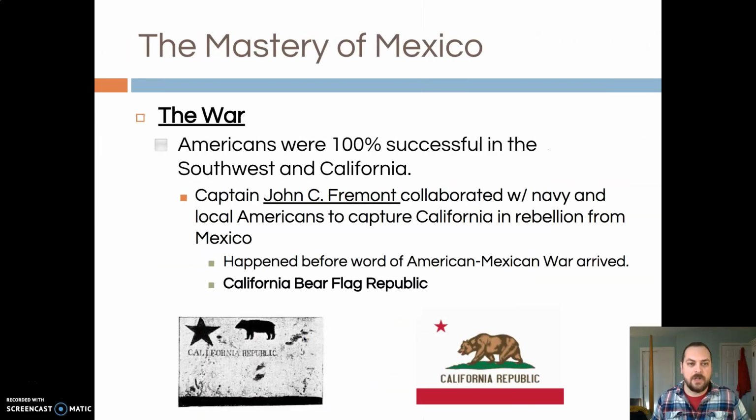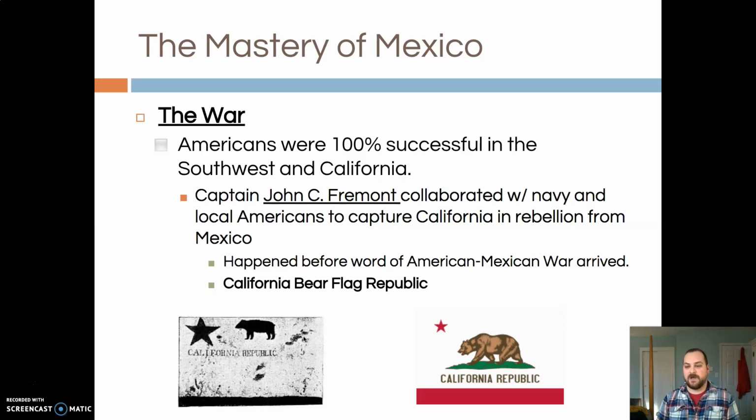All right, so the war. Americans are 100% successful in the Southwest and California when we actually do declare war on Mexico. Mexico's army was in disarray. Remember, Santa Anna, the new president, had disbanded the Constitution, had really depleted much of his military's might before this war, just subduing Mexico itself.